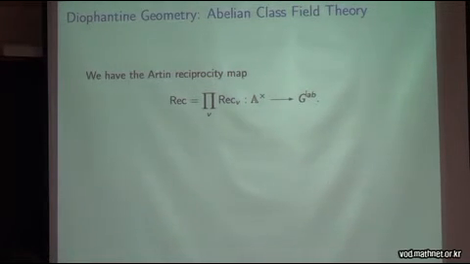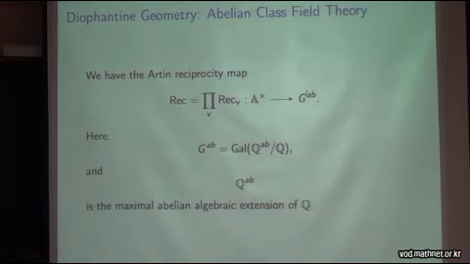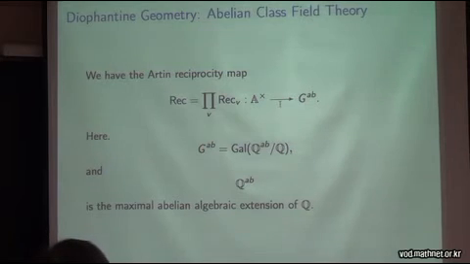It defines for you a map from these ideals of Q or any number field to an abelian Galois group, where this G abelian is the Galois group of the maximal abelian extension of Q, which, as you know, is just a field generated by all nth roots of unity, all roots of unity. And the reciprocity map is a map of this sort. It goes from the restricted direct product of all the Q_v to this Galois group.